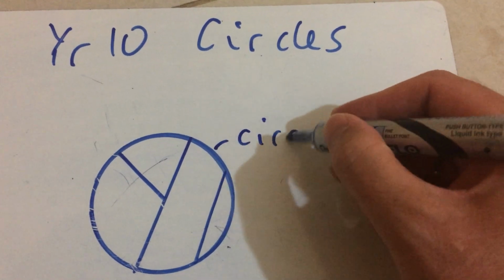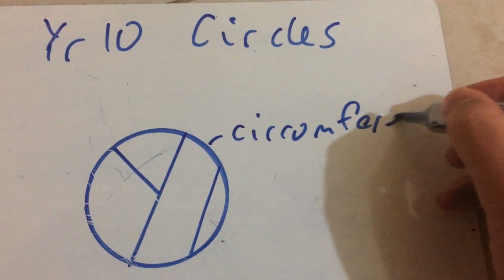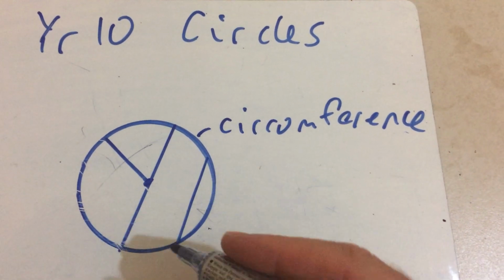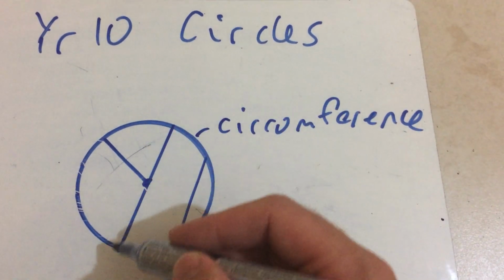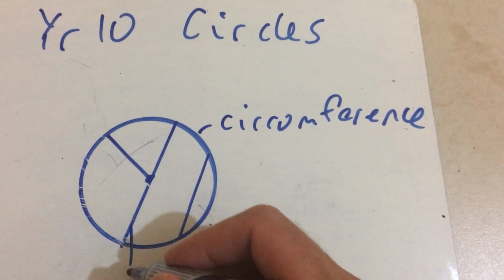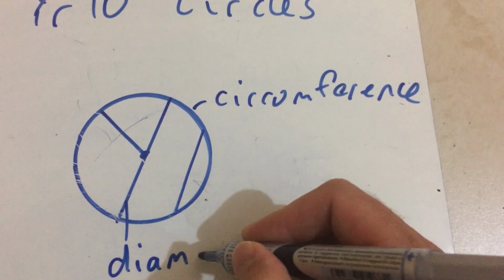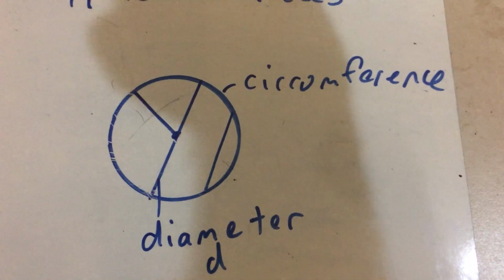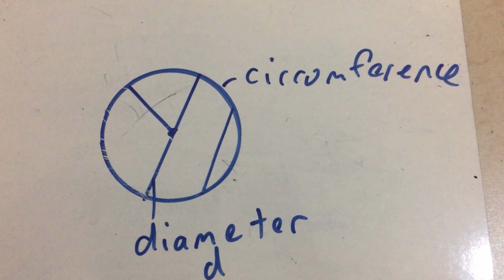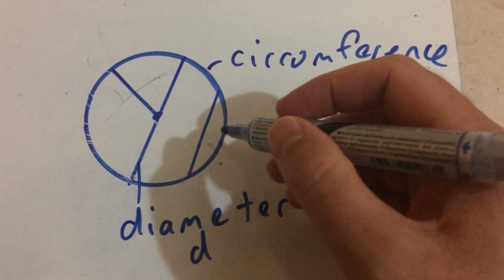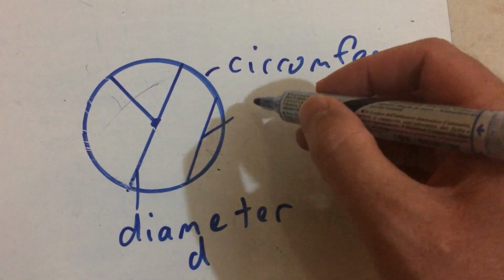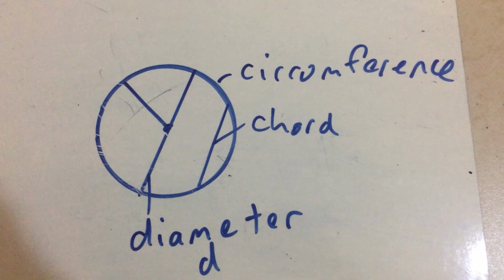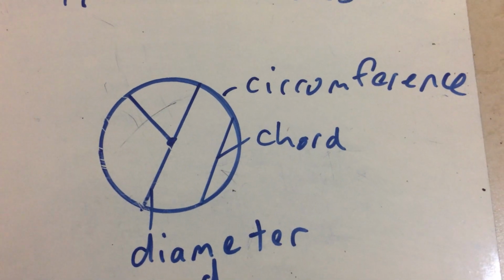This on the outside is the circumference, like the perimeter, but for a circle. The line that goes from one side of the circumference to the other through the center is called the diameter, denoted D, which is useful because unlike a lot of maths it's usually got a different symbol. The line that doesn't go through the center but goes from one side to the other is a chord. I'm not sure of the relationship with musical chords, but maybe someone can tell me.